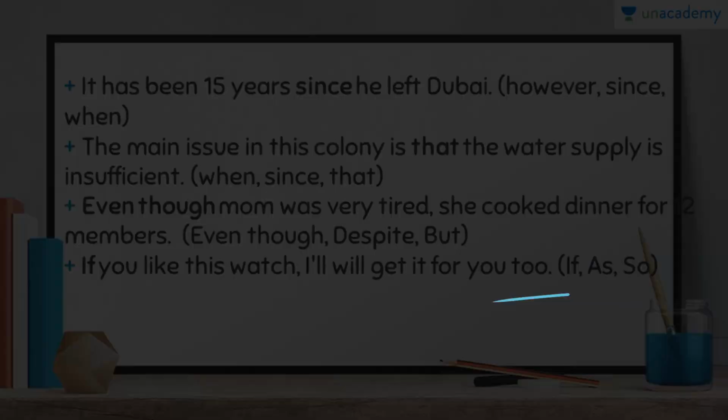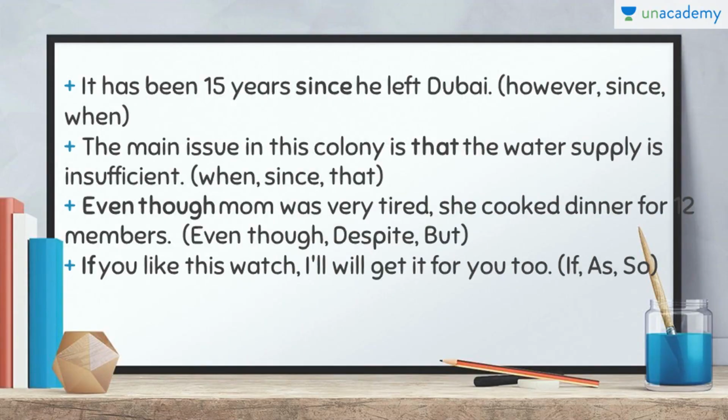Next we see the last four solutions. It has been 15 years since he left Dubai. We are talking about a point of time when something has happened, but we don't know the ending time, or we don't know the ending point. Something has happened, and we know the starting of it only. That's why since is used, and it is still going on.